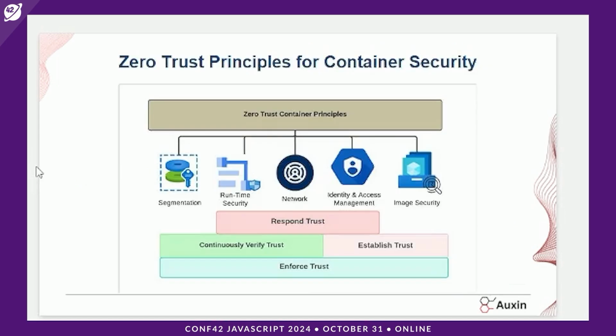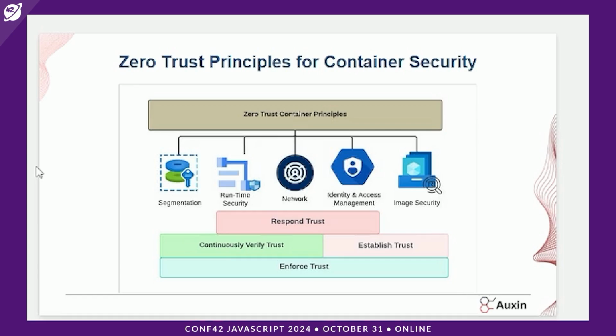As we discussed earlier, the zero trust process involves establishing, enforcing, continuously verifying, and responding. Here is the mapping of each of these zero trust principles for container security to the respective stages of the process. Segmentation is about dividing your environment into smaller manageable zones and strictly controlling the communication between them. In a containerized environment, microsegmentation ensures that even if one part of the system is compromised, the attacker cannot easily move laterally to other containers. You control which containers can communicate with each other and restrict unnecessary traffic.